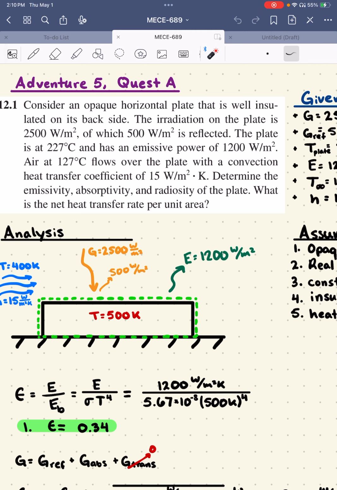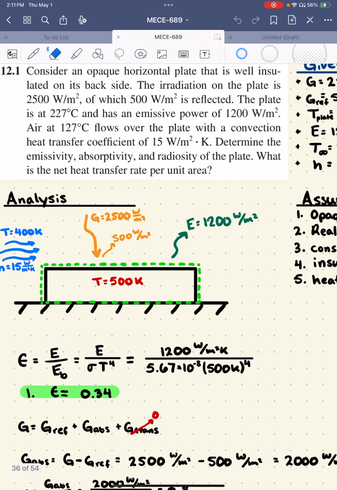Air at 120 degrees Celsius flows over the plate with a convective heat transfer coefficient of 15 watts per meter squared Kelvin, and we are asked to determine the emissivity, absorptivity, and radiosity of the plate, as well as the net heat transfer rate per unit area.